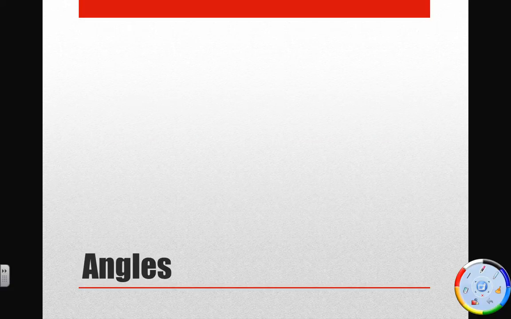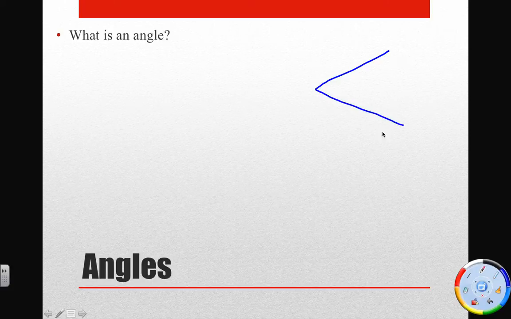So first of all, we're going to start off with angles, just our basic understandings, stuff that we've done already. So first of all, the question is, what is an angle? And I hope every single one of you can answer that. This is an angle. Any two lines, or rays as we call them, any two rays that meet at a vertex. And in here, this is our angle. We call it theta. This is a Greek letter that we use normally to represent angles.